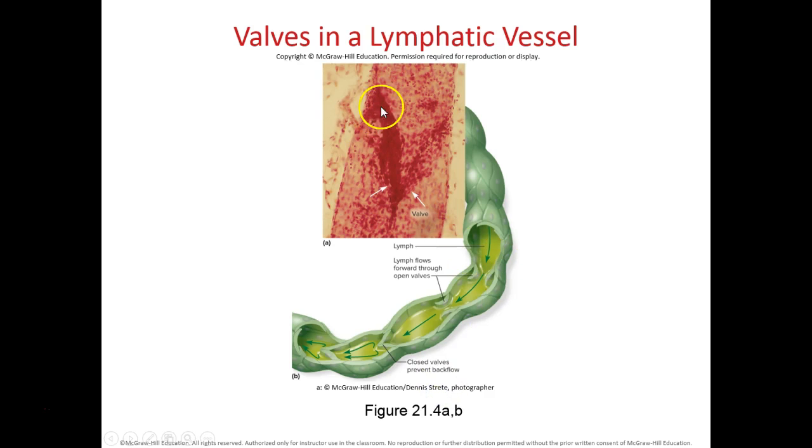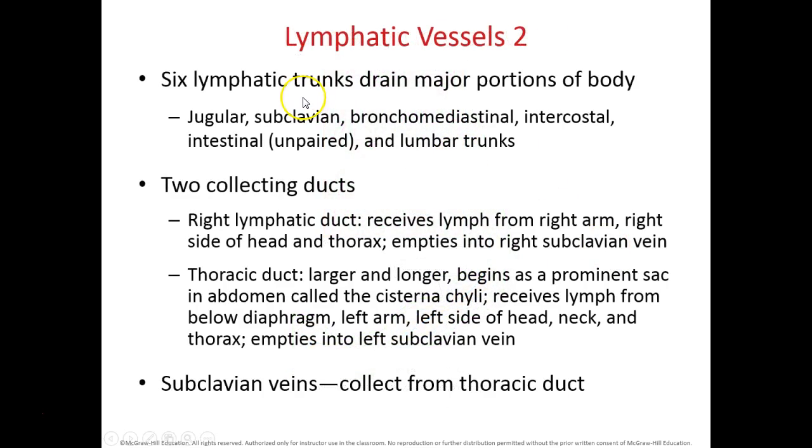All right, so here you can see in this actual stain one of these valves inside the lymphatic vessels. And here you can see how it's basically pushing the fluid in one direction. It goes from small vessels into very large vessels. So there are 6 lymphatic trunks, which drain the major portion of the body. You have your jugular, subclavian, bronchomediastinal, intercostal, intestinal, and lumbar trunks of lymphatic vessels.